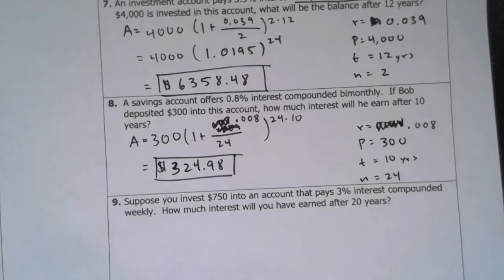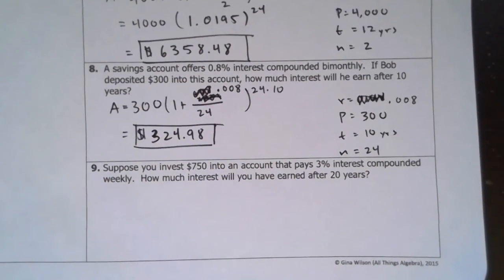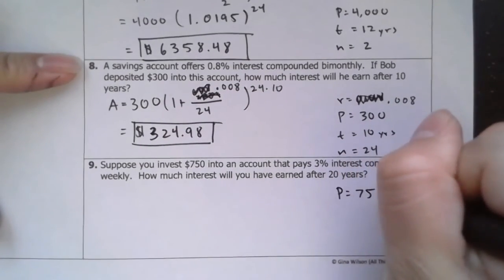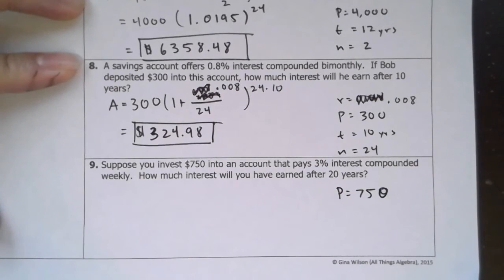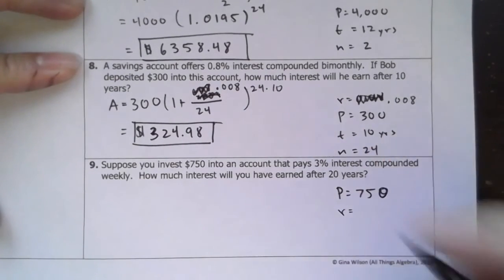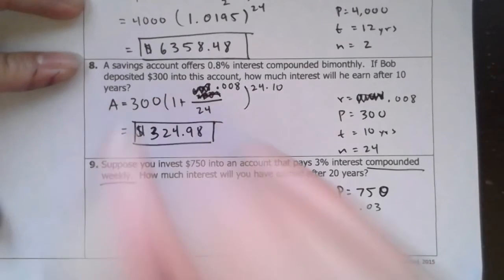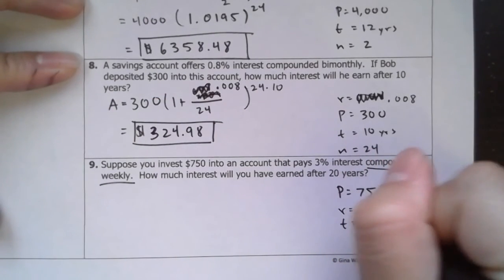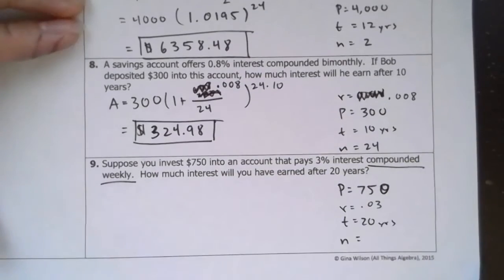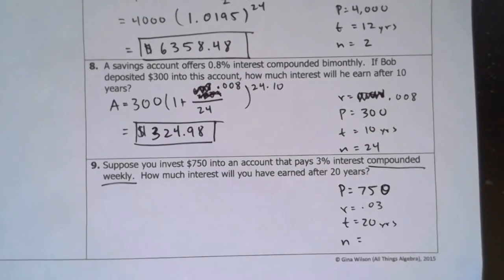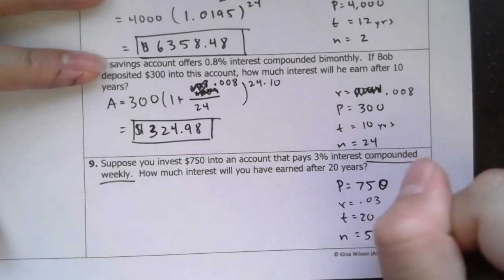Finally, last one, it says, suppose you invest $750 into an account that pays 3% interest compounded weekly. How much interest will you have earned after 20 years? So P is 750. R is 3%, so 0.03. It's compounded weekly. T is 20 years. And if we compound weekly, how many weeks are in a year? You can Google this if you weren't sure, and it's 52 weeks. So N would be 52.